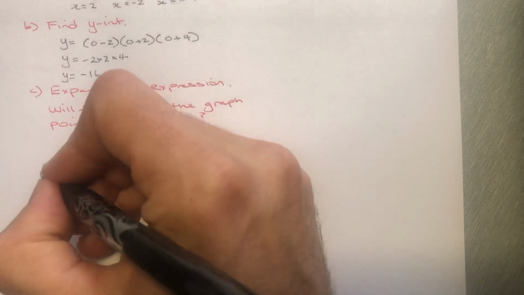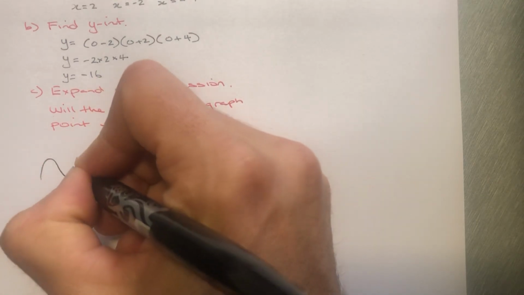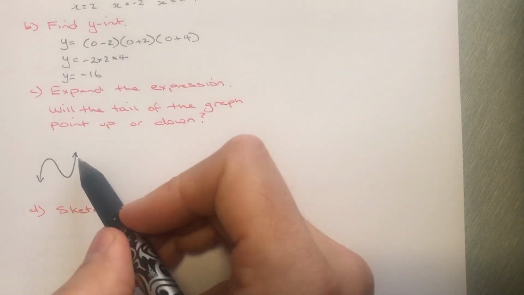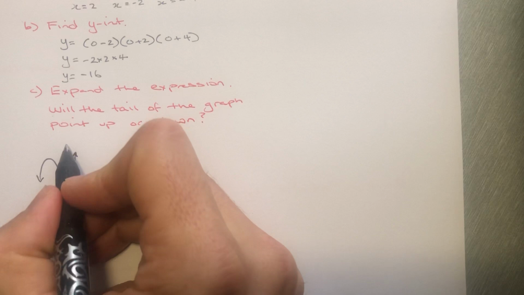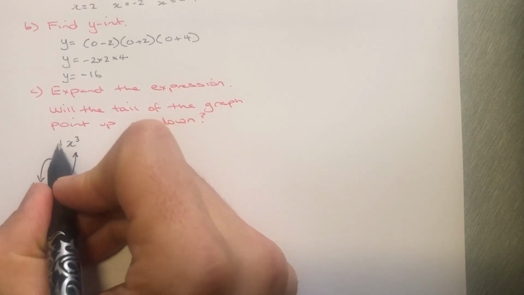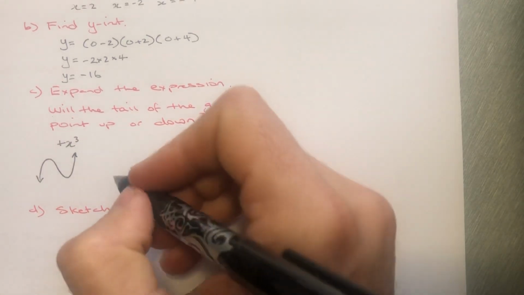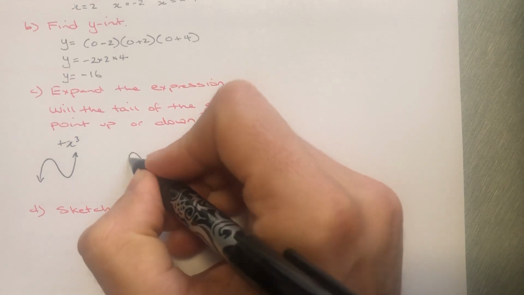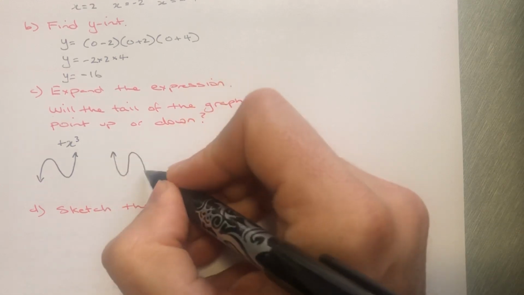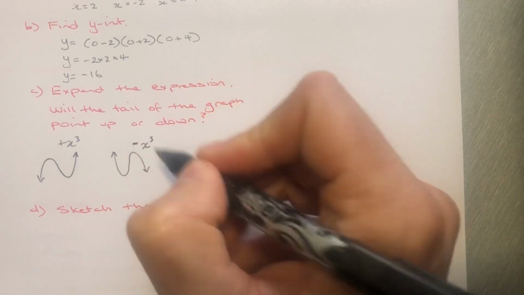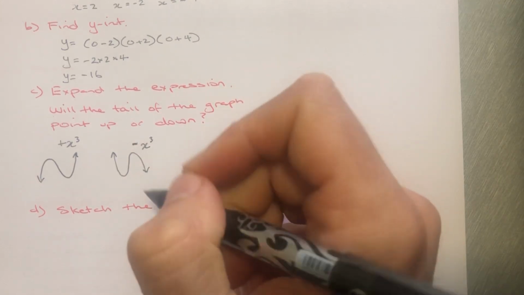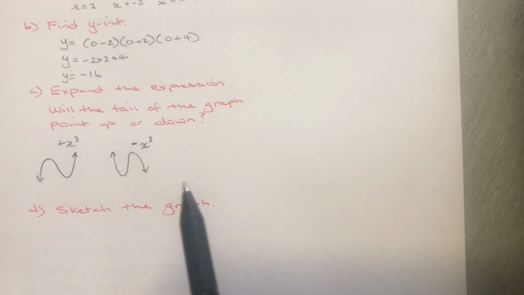Alright, now this is where I was talking about whether the tail points up or down. The graph that we saw before looked like this. The tail, and by the tail I mean this last bit here, points up. The tail is going to point up when the coefficient of x to the power of 3 is a positive number. The tail is going to point down, like that, if the coefficient of x to the power of 3 is a negative number. So we want to find out what the coefficient is.